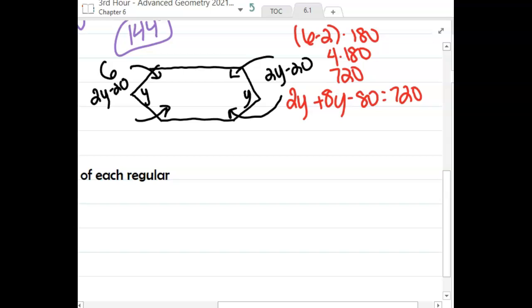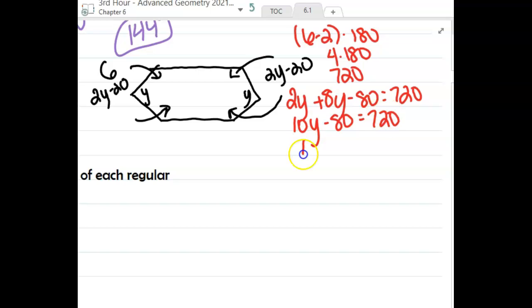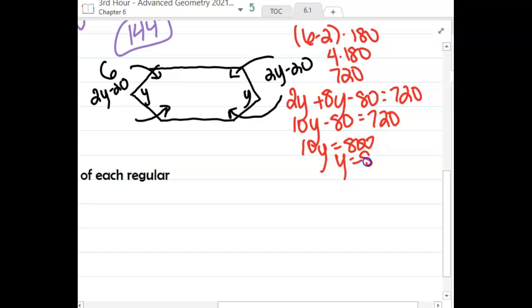So, yes, the 2y and 8y give me 10y minus 80 equals 720. So 10y equals 800, which means y equals 80.